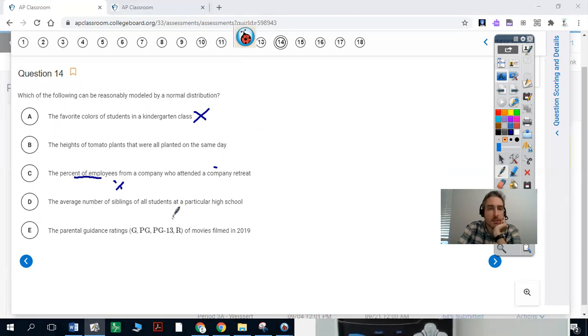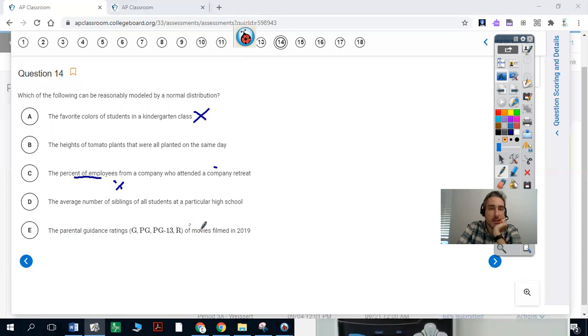The average number of siblings of all students at a particular high school. I'm likely going to say no on that because the mean might be maybe 1 or 2, 2 or 3, but that standard deviation, you know, most of them are going to be between 0 and 3 probably. So that's not really something you can model with a normal distribution.